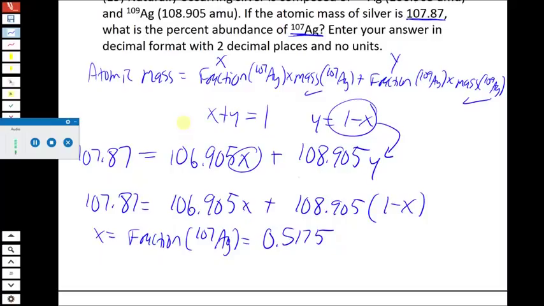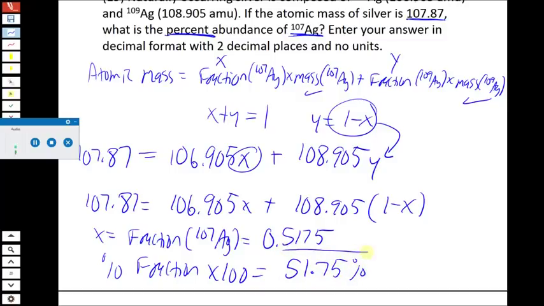And be careful on these problems. We're typically going to ask for percent abundances, but we could ask for fraction or percent. Make sure you keep those two straight from each other. So if we were asked for the fractional abundance, we stop there. Fractional abundance is out of 1. But here we're asked for percent, which is out of 100, so we have to take the fraction and multiply it by 100, which comes out to 51.75%. All right, so naturally occurring silver is roughly equal amounts of 107 and 109. 51.75% for 107, a little bit lower than that for the 109 isotope, which would be just 100 minus that.